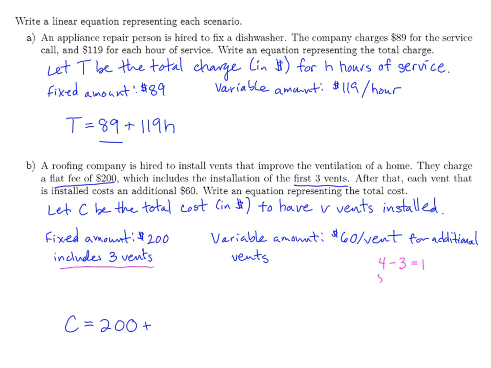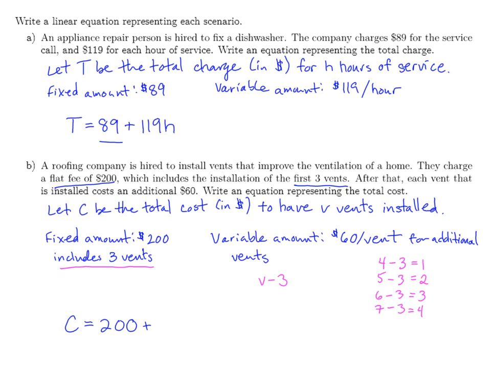If we had 5 installed, we would need to then subtract 3 to figure out that we have 2 additional vents over those initial 3. Same pattern, if we had 6, we'd subtract 3. We'd get 3. If we were having 7, we'd subtract 3, and then we'd have 4 additional vents. So the vents over 3 are what we're concerned with, and we can see from this pattern that we can represent that with V minus 3. And that's what we're going to be charged. That's the number of vents over 3 that we have.